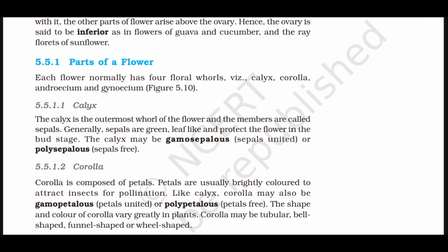5.5.1 Parts of a flower. Each flower normally has four floral whorls, that is, calyx, corolla, androecium, and gynoecium.